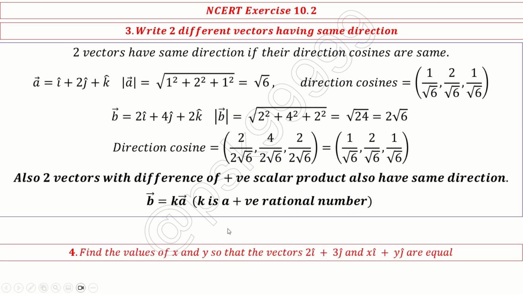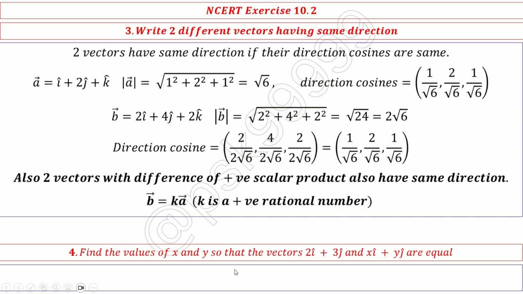Next. Find the values of x and y so that the vectors are equal. This is straightforward. You equate the coefficients of i and the coefficients of j. So x equals 2, y equals 3. Next.